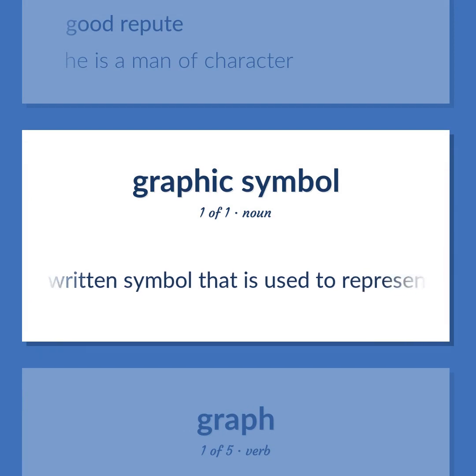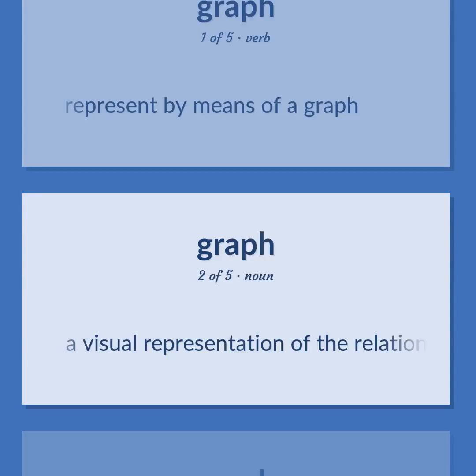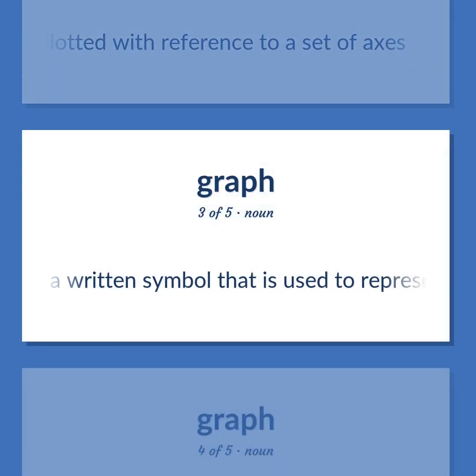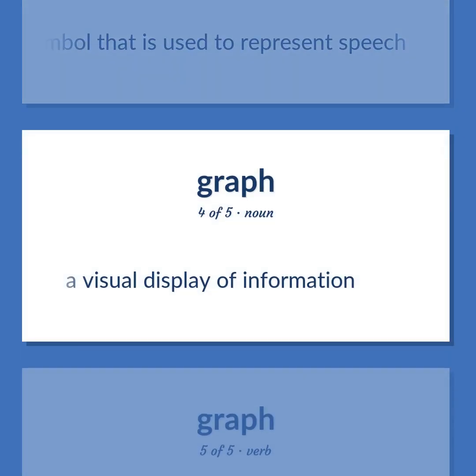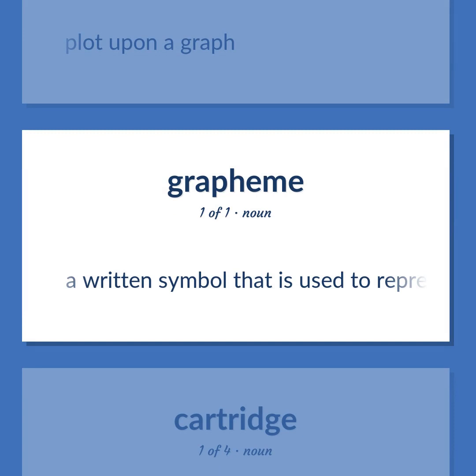A written symbol that is used to represent speech. Represent by means of a graph. A visual representation of the relations between certain quantities, represented as points, plotted with reference to a set of axes. A written symbol that is used to represent speech. A visual display of information. Plot upon a graph. A written symbol that is used to represent speech.